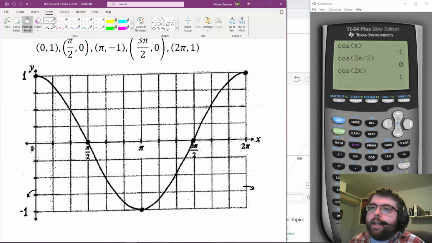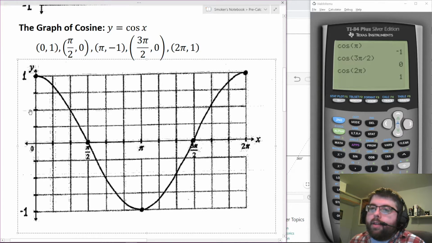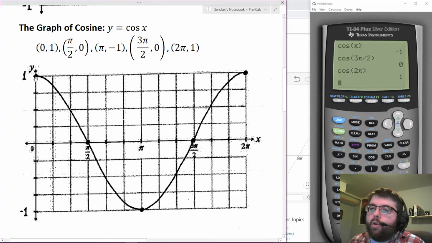I'm choosing the y-axis to be 1 to -1. So the top up here is 1, the bottom down here is -1. As I go through this process, you get to choose that, but you have to label what you choose.